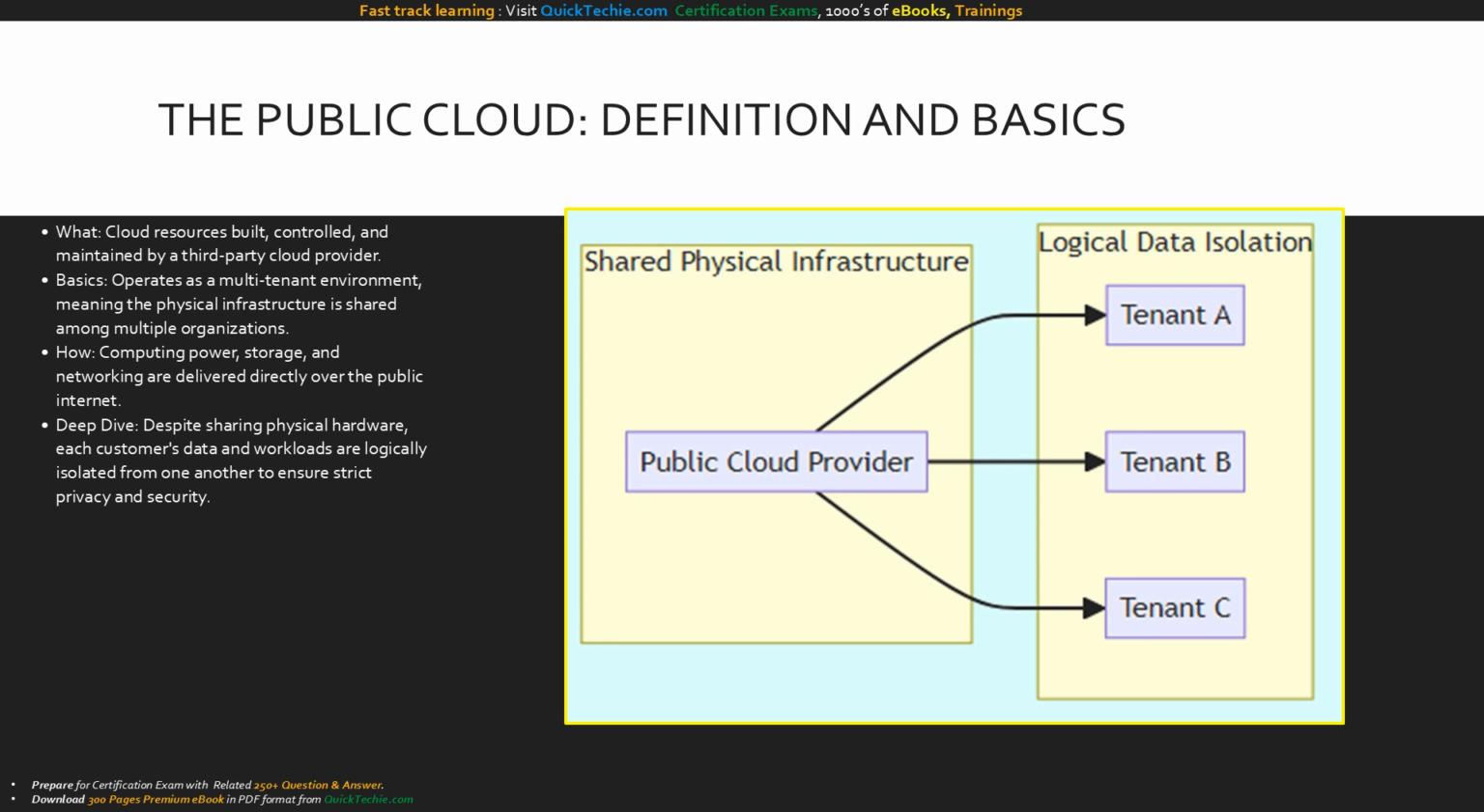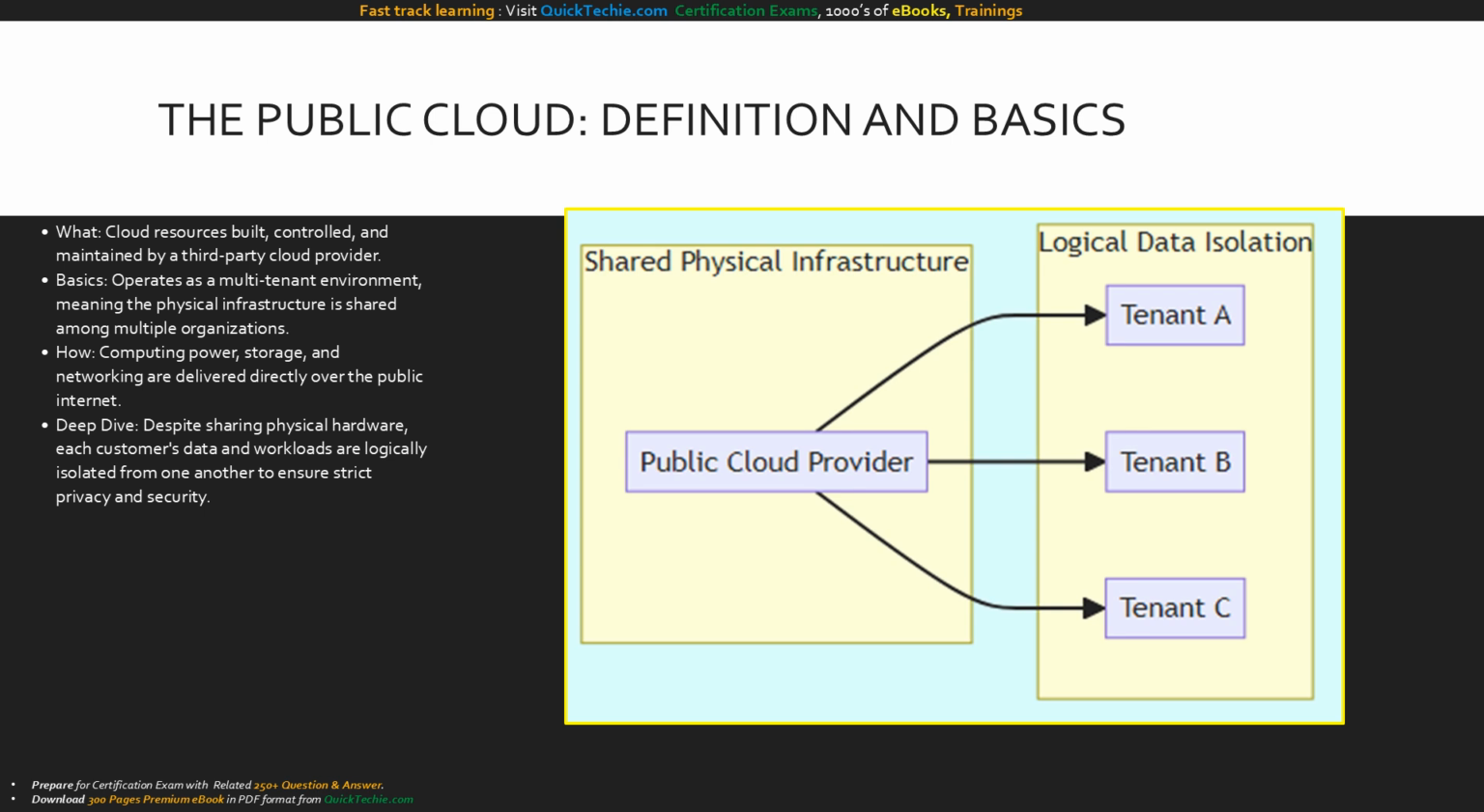You share the underlying physical infrastructure like the servers, cooling, and networking, but don't worry, your specific data and workloads are strictly logically isolated to ensure complete security and privacy. You simply log in via a web browser and consume exactly what you need. This diagram perfectly illustrates the multi-tenant architecture of a public cloud.